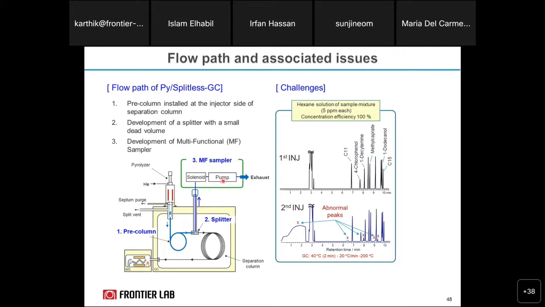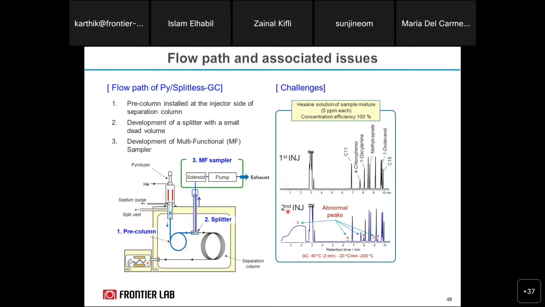Step two, we switch to the splitter and send this sample with the normal split analysis mode. Then we close this one. This pump is used only during the first stage of collecting, or pre-concentrating, the pyrolysis products into this pre-column. Then we switch it off, and it runs in the standard split analysis mode. So we are able to get similar sensitivity. This is what we can see from this, the normal output with this new setup.